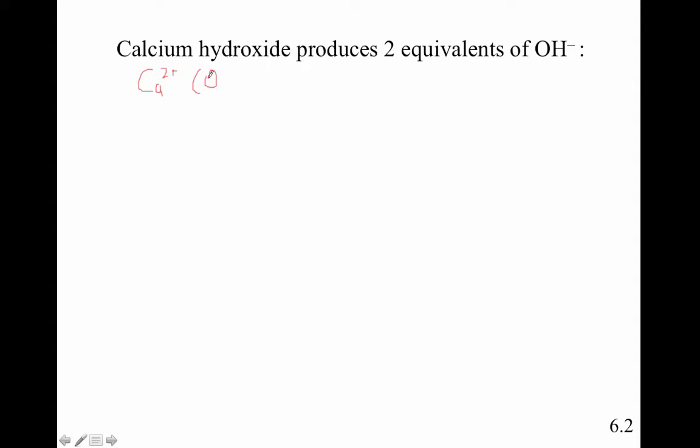So we have OH minus, and we're going to need 2 of those to balance out the charges. When we look at the dissociation reaction, we're going to have calcium hydroxide dissolves in water and forms calcium ion and 2 hydroxide ions. So it balances out. Both sides of the equation are balanced.